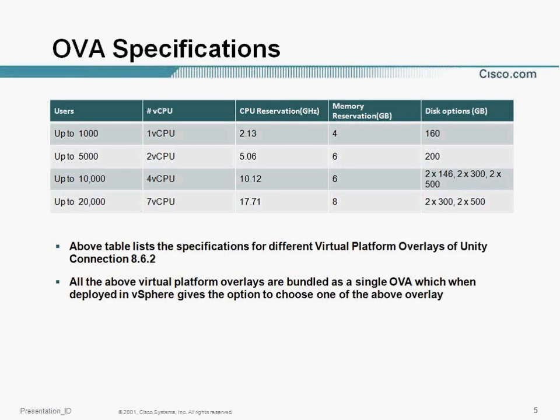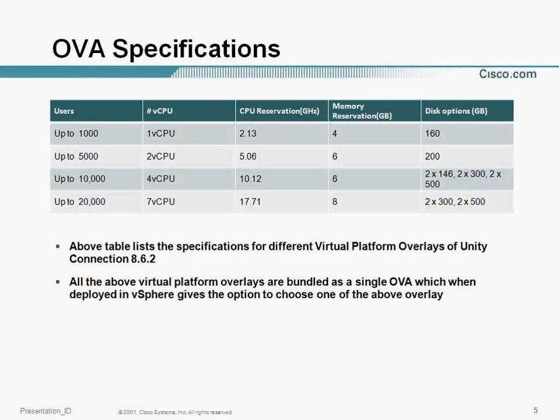The OVAs are classified on the basis of the number of users to be configured. For example, we have OVAs for up to 1,000, up to 5,000, 10,000 and 20,000 users. The OVA for 1,000 users has a configuration of 1 vCPU, 2.13 GHz of CPU reservation, 4 GB of memory reservation, and a 160 GB hard disk option. The 5,000 user OVA has 2 vCPU, 5.06 GHz of CPU reservation, 6 GB of RAM, and 200 GB as the hard disk option. The 10,000 user OVA has 4 vCPU, 10.12 GHz of CPU reservation, 6 GB of RAM, and it comes with 3 disk options.